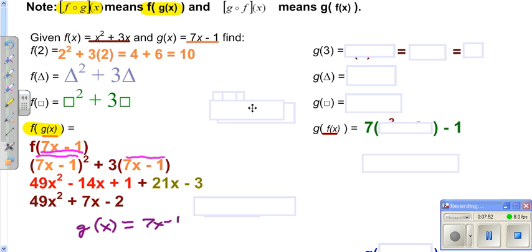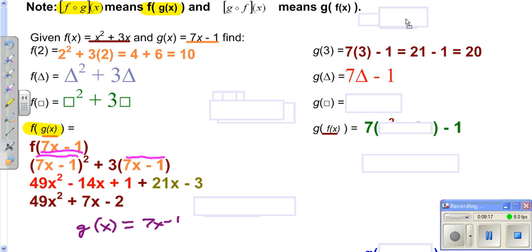Well, we need to do a similar type of thing over here, but now we're dealing with g's. You have g of 3, so you got to go to function g and plug in your input of 3. And remember, g just says 7 times your input minus 1. So 7 times your input of 3 minus 1 is 20. Here, you got to go to g, replace your input of x with triangle. At g of box, you got to go and replace your x with what's in the parentheses, which in this case is just box.